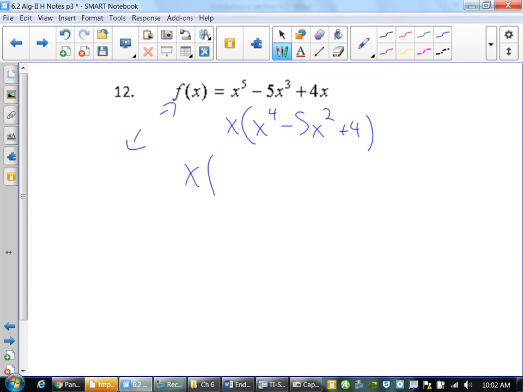So we have x squared minus 4, x squared minus 1, which gives me zeros at 0, plus or minus 2, and plus or minus 1. I have no repetitive zeros. I have all 5 zeros, which means I'm going to have how many changes of direction? 4 of them. Remember, it's one less. That's it.